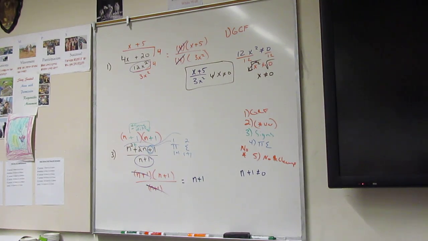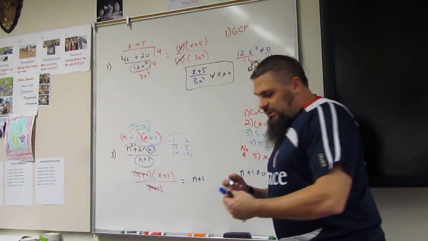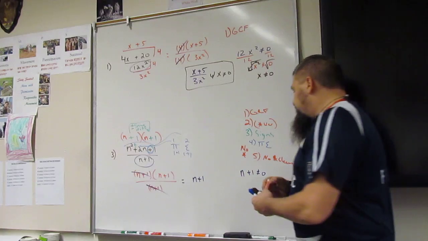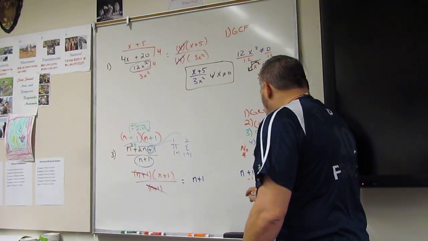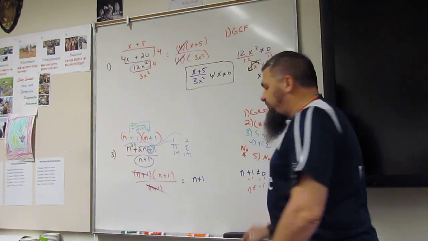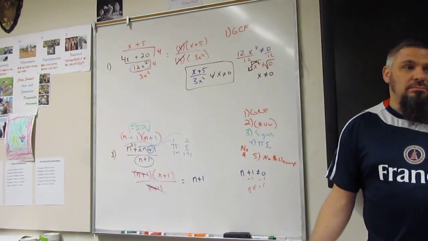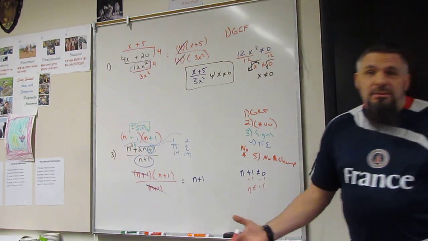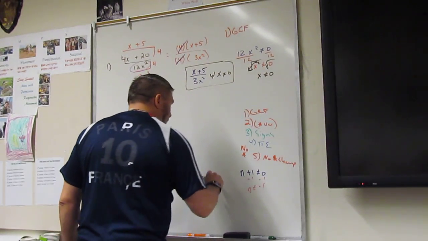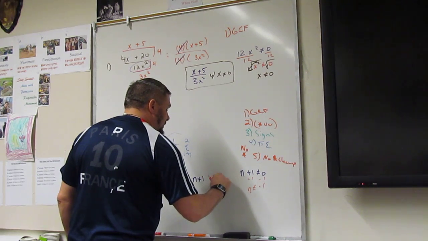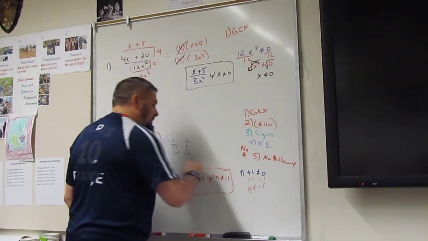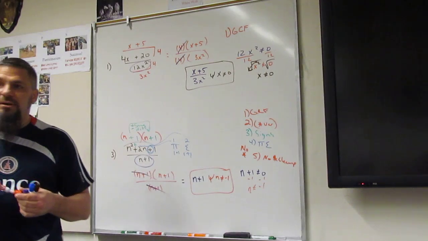Okay? Alright? So, I just solve. Minus 1. So, n cannot equal negative 1. Pretty simple, yeah? Okay? So, whereas n cannot equal negative 1. And that's it. That's all that's about.